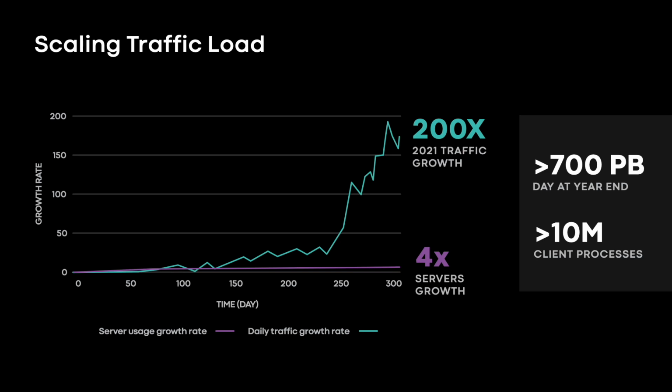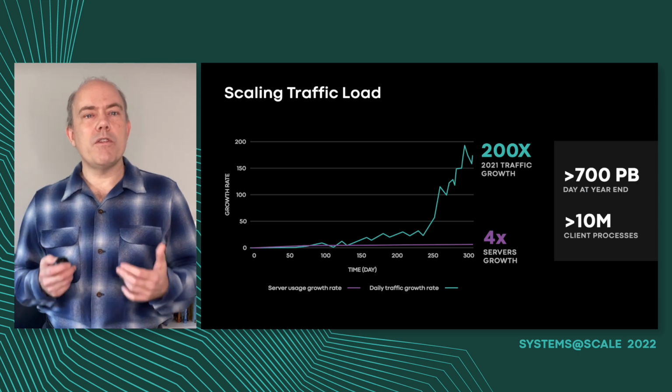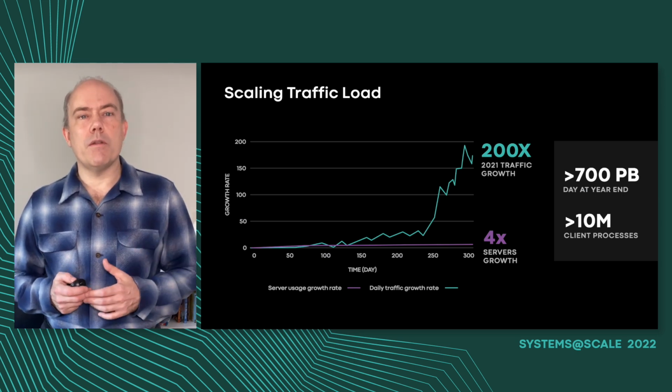So this chart shows you in 2021 how OWL's load increased. The blue line is the amount of data being requested by clients, and you can see that increased by a factor of 200 during the calendar year. At the same time, the amount of resources we needed, machines for the control plane of OWL, increased only by a factor of 4. And the reason for this disparity is because we are using peer-to-peer distribution. This is a big win.